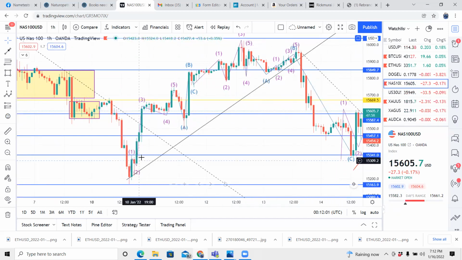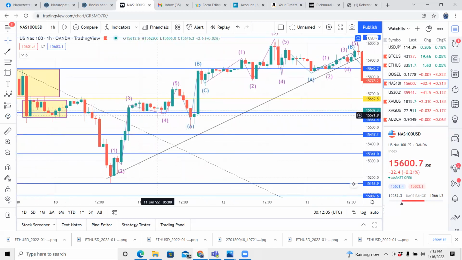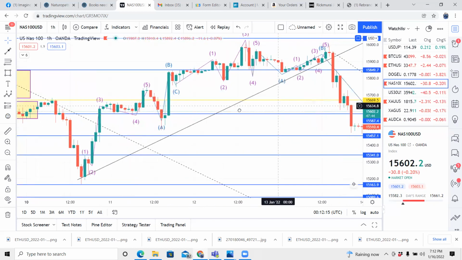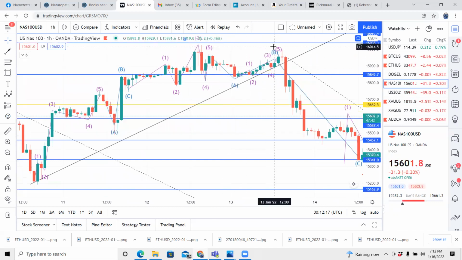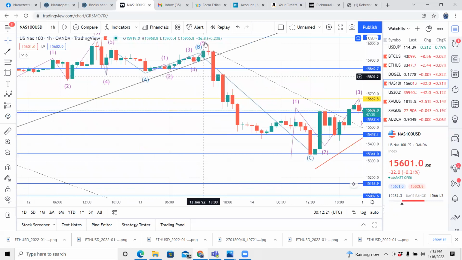Perfect. So we have our 1, 2, 3 happening over here, followed by the 4, 5. Hey, guess what? We have our A, B, C correction happening, and then we got another one. 1, 2, 3, 4, 5 going on right now. We have another A, B, C correction right now, and then we continue coming down.